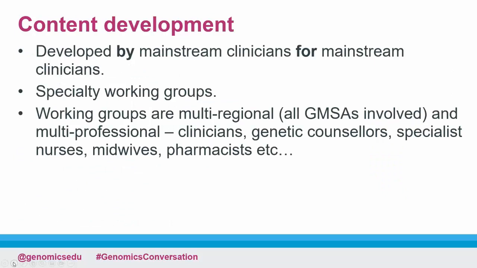In terms of how the content is developed, as I said before, the content's developed by mainstream clinicians for mainstream clinicians. So the content is developed by specialty working groups, and these working groups typically comprise clinicians, both consultants and SPRs from the individual specialty, also supported by clinical genetics clinicians, genetic counsellors, specialist nurses, midwives, pharmacists. So we've got representation from lots of groups, and that's really important to us because we're trying to make these resources relevant and engaging to a wide variety of different professionals. They're also multi-regional. We have representation from all the GMSAs across various working groups.